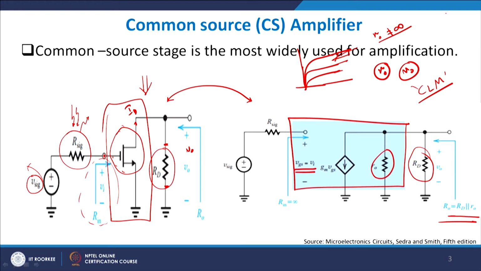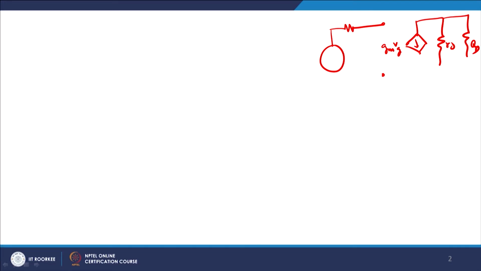Let me draw this diagram for you. If you look very carefully, I will have the signal here, I will have R signal here, and then I will have gm Vgs as the current source, and then I will have r0, and then I will obviously have RD with us. This is what we have learned till now, and this is what you get. So, this is your V sig, this is your R sig.